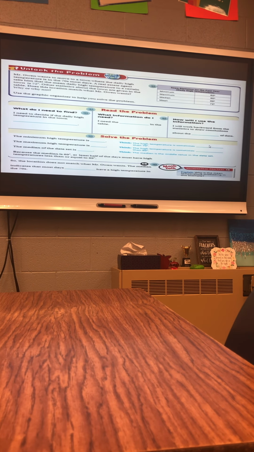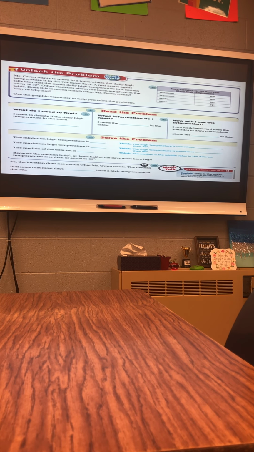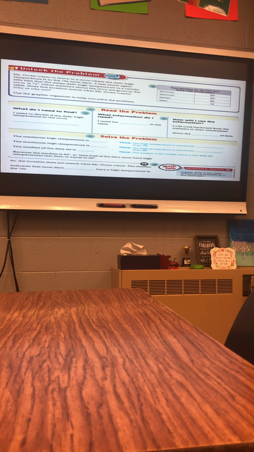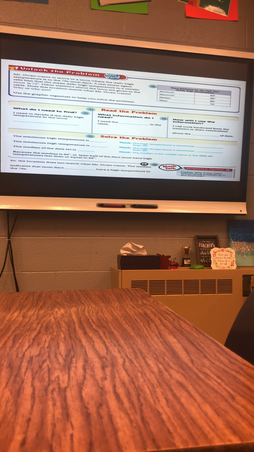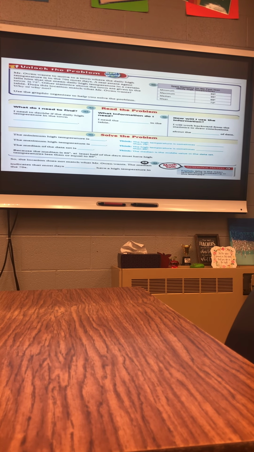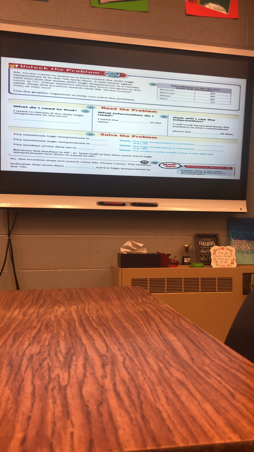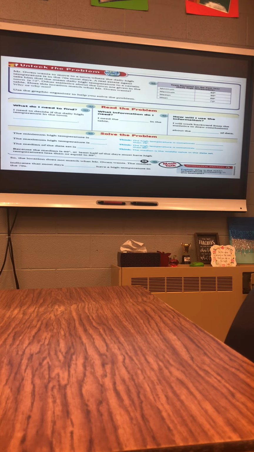All right, so let's unlock the problem. Mr. Owen wants to move to a town where the daily high temperature is in the 70s most days. A real estate agent tells him that the mean daily high temperature in a certain town is 72 degrees. Other statistics about the town are given in the table. Does this location match what Mr. Owen wants? Why or why not? Use the graphic organizer to help.